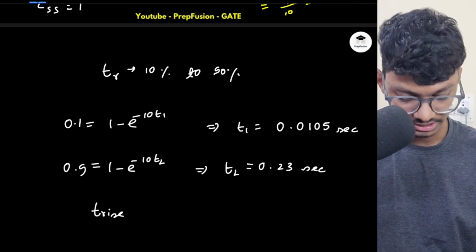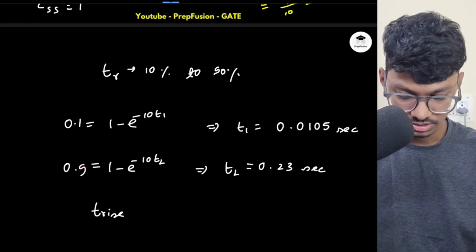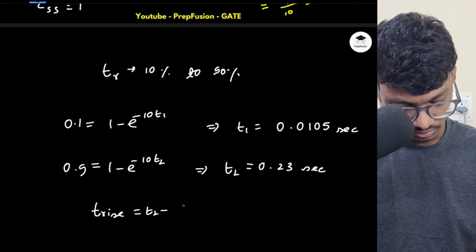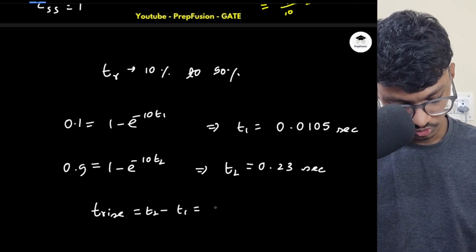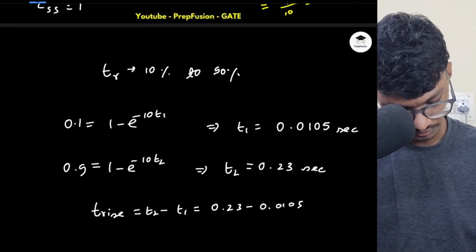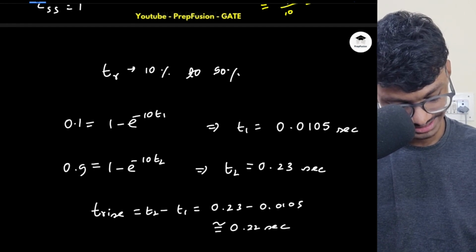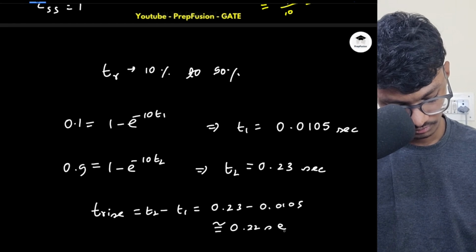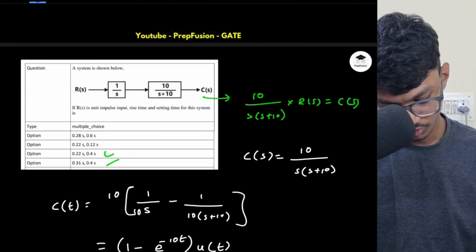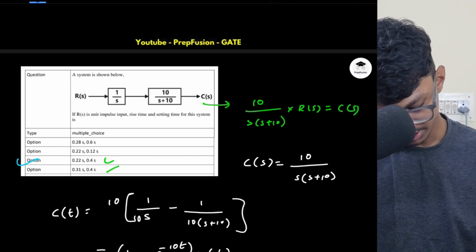Okay, so now if I subtract, what is my T rise? T rise will be the duration once I reach 10% to 90%. So it will be T2 minus T1. So it will be 0.23 minus 0.0105, which is almost nearly equal to 0.22 seconds. So 0.22 is in option C. So my option C will be correct, right?